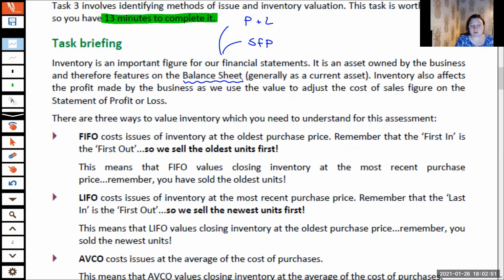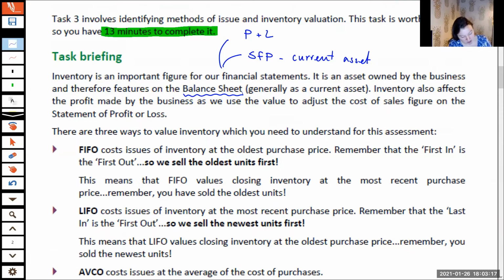Inventory is things that we have bought to sell, to make, whatever. And inventory is that stuff that is left over in our business at the end of the period. And if that inventory is left in our business at the end of the period, we are going to include that inventory as a current asset in our statement of financial position. So we want one figure to go in there.